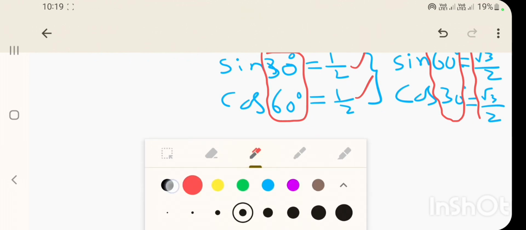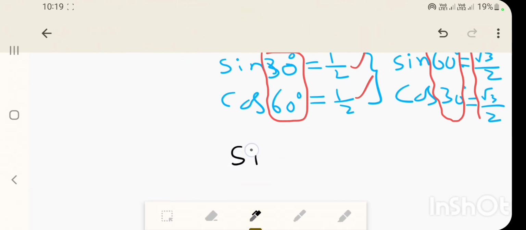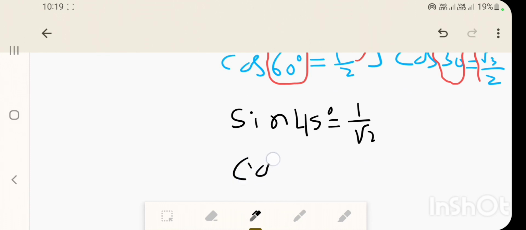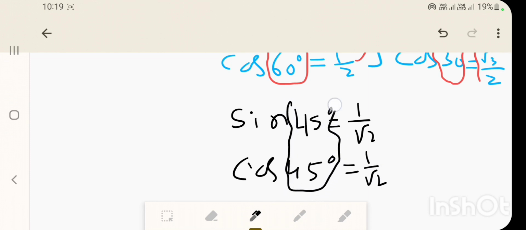Similarly, if you see for sine 45 degrees, we have the value 1 by root 2. And cos 45 degrees is also 1 by root 2. Here if you observe 45 degrees and 45 degrees, total it is 90 degrees. So sine 45, cos 45 are the same, that is 1 by root 2.